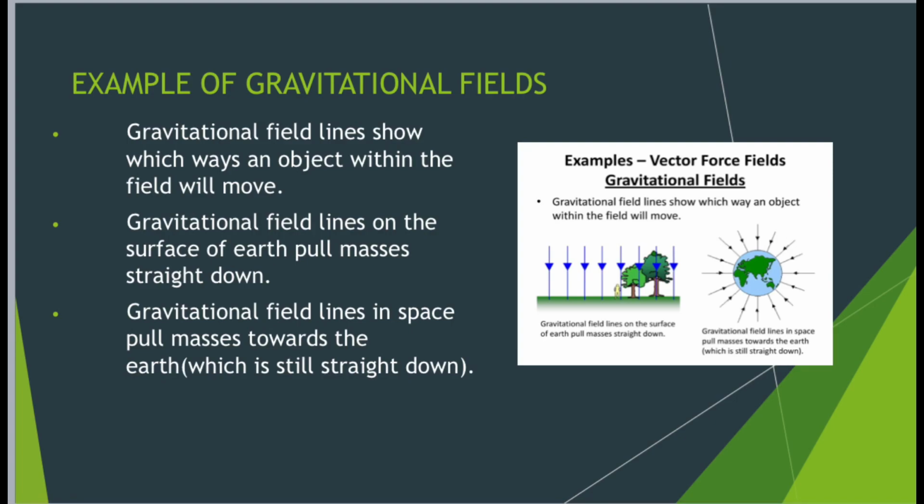Gravitational field lines show which ways an object within the field will move. Gravitational field lines on the surface of Earth pull masses straight down, and gravitational field lines in space pull masses towards the Earth.